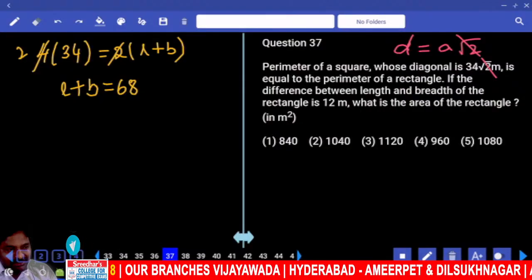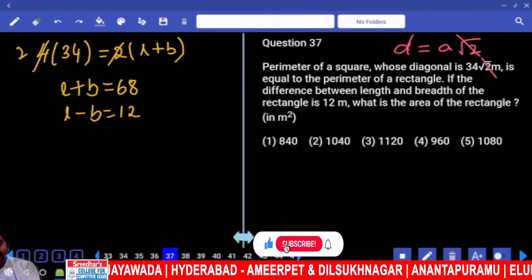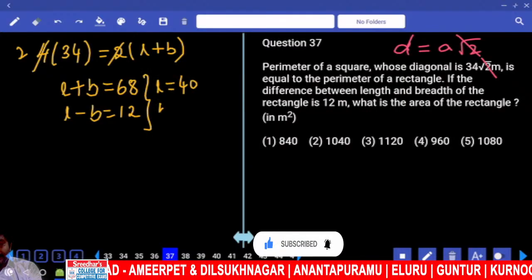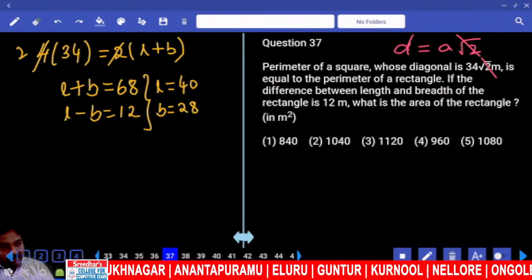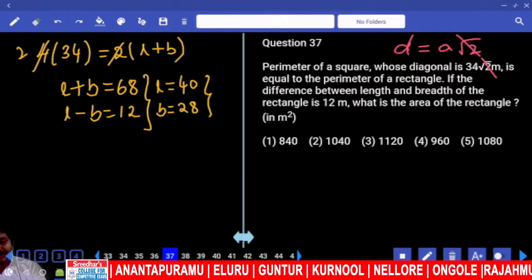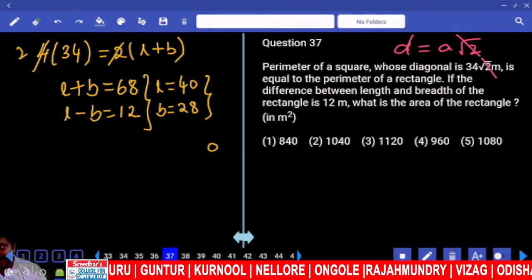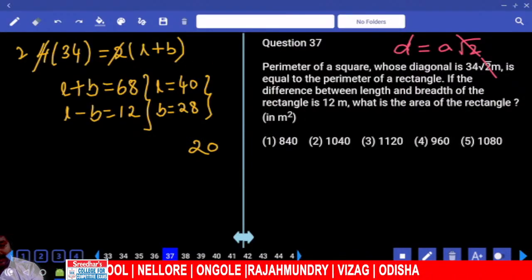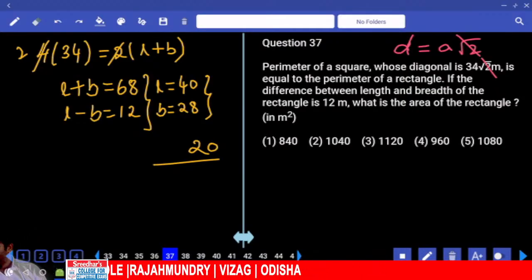If the difference between length and breadth of the rectangle is 12, L minus B is equal to 12. From this, L is equal to sum divided by 2. Breadth is equal to 28 because the difference is 12. What is the area of the rectangle? Product of both the numbers ending with 0. Multiple options are there. Leaving 0 in 40, 4 into 8 ends with, the answer should end with 20. 1120, third option.